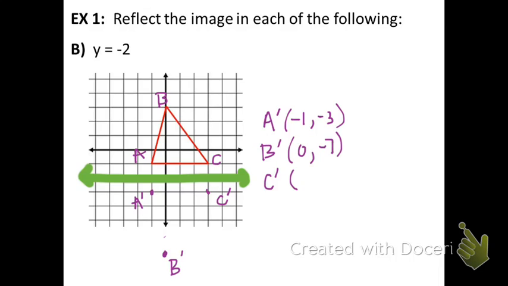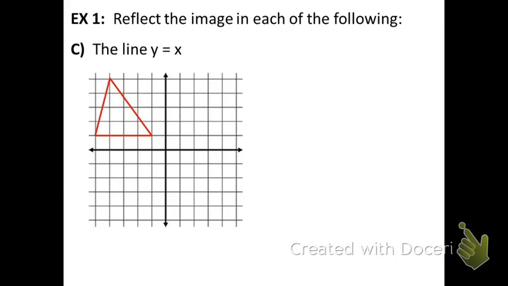And it's located at 3, -3. We can construct these, draw these, and then you should be able to see that this is just a reflection of the other through the line, or into the line y equals -2. Okay, our last one.